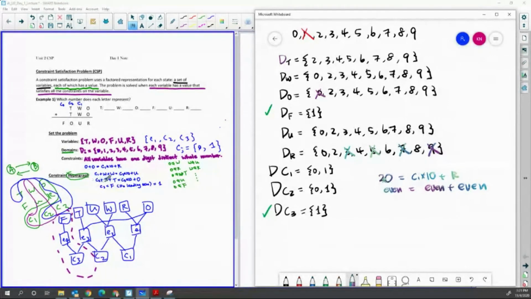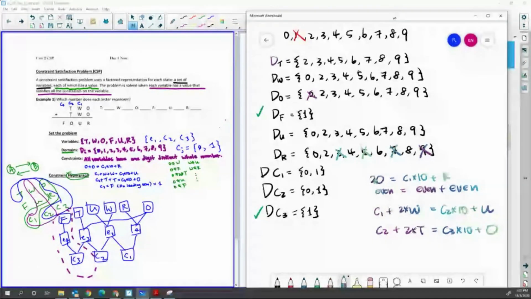Now the second one I can also look at is C1 plus 2 times W equals C2 times 10 plus U. And another one, C2 plus 2 times T equals C3 times 10 plus O. And C3 I don't need to worry about. Still, there are so many vague things, so it looks like there is not only one way to solve. So now I'm going to think about some techniques.